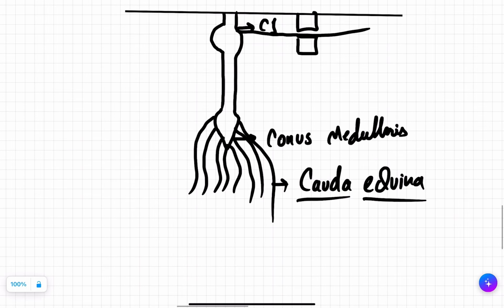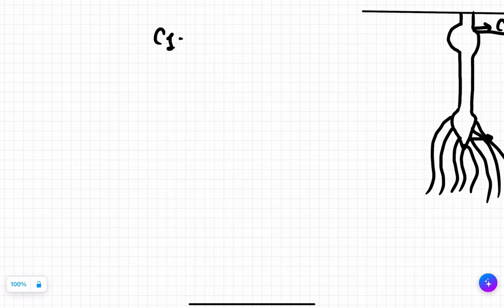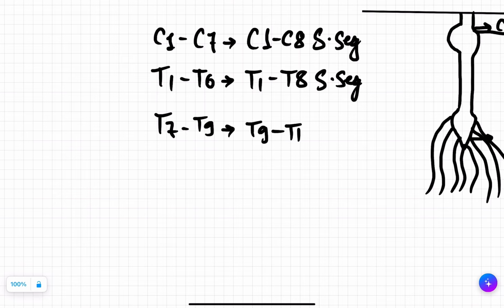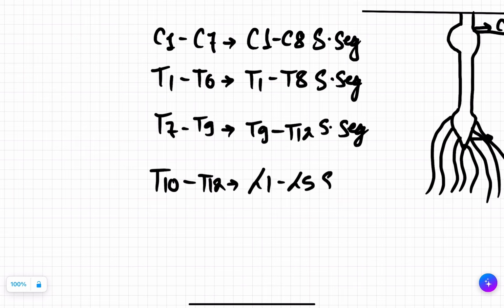Again, the respective vertebrae, if I draw, then that will be somewhat like this. For example, from C1 to C7 level, you will have C1 to C8 spinal segment. What is a spinal segment? I will tell you later. From T1 to T6, you will have T1 to T8 spinal segment. From T7 to T9 intervertebral foramen, you will have T9 to T12 spinal segment. From T10 to T12 intervertebral foramen, you will have L1 to L5 spinal segment. And here from T12 to L1, you will have S1 to S5.